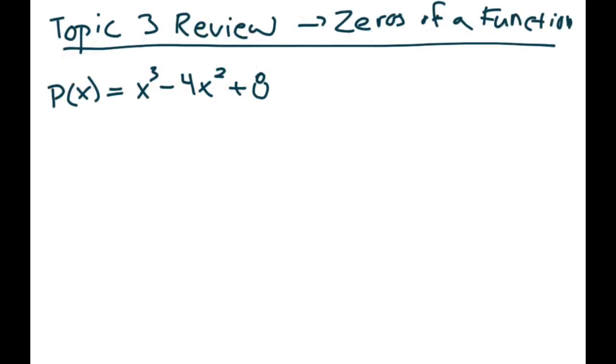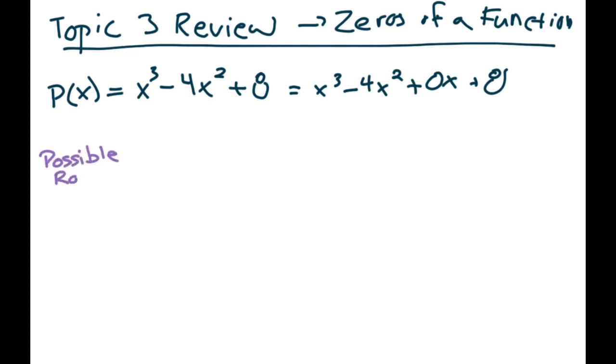All right, now finding all the zeros of a function. This cannot be factored because it doesn't follow our pattern, because this again is similar to x cubed minus 4x squared plus 0x plus 8. So first we're going to list off our possible rational zeros, or possible rational roots.